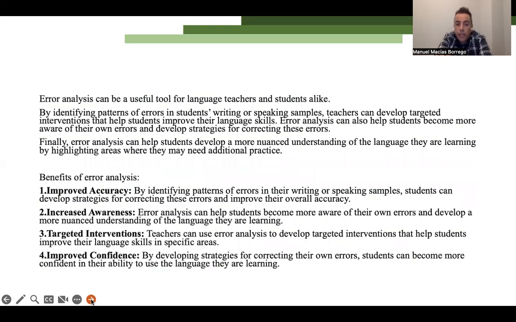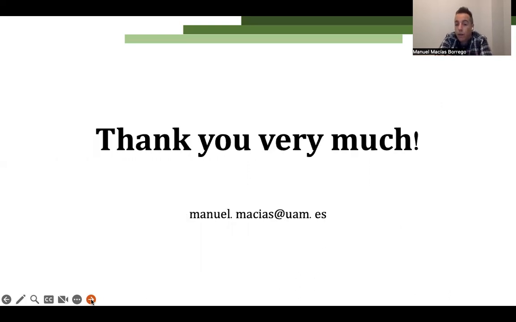So error analysis can be a useful tool for language teachers and students alike, because it helps us identify patterns of errors. This is something I have said a lot of times in this presentation. So I'd like to finish by saying which are the benefits of error analysis. In a nutshell, it helps by offering improved accuracy, increased awareness of the errors, targeted interventions, and improved confidence of students.